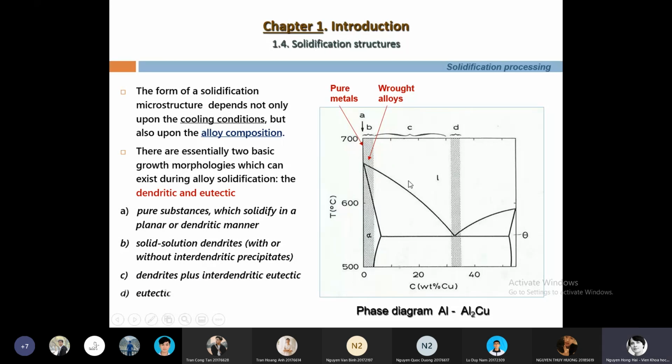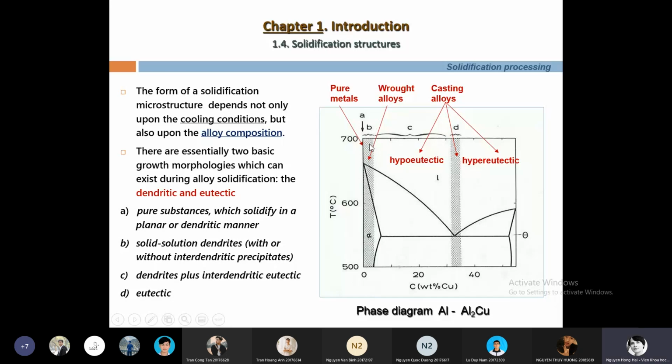We have D, eutectic composition. Here we have the casting alloy. We have a hypoeutectic, hypereutectic, and eutectic alloy. All of them belong to the casting. Wrought, casting, and pure. Here we have only planar or dendritic.